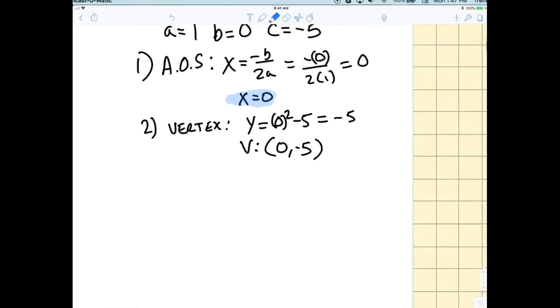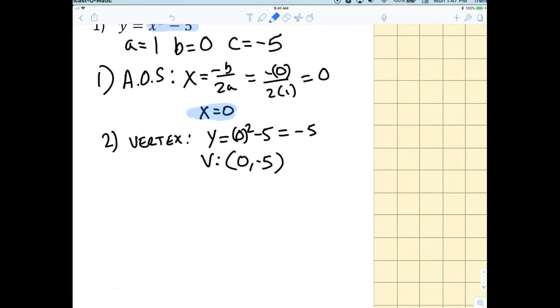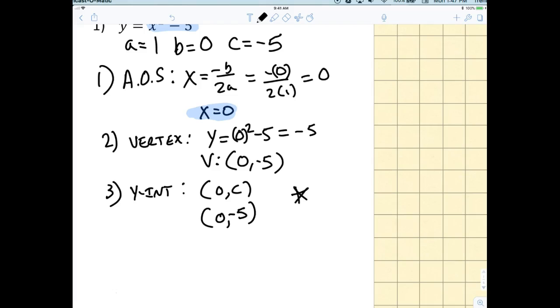Back on track. So now, step number 3. So he's asking me that the y-intercept, I already told you, was 0, comma c. So in this case, it's 0, comma. Now, we have a little problem here, guys. And the reason why we have a little problem is because he observed that the y-intercept is the same as the what? As the vertex.